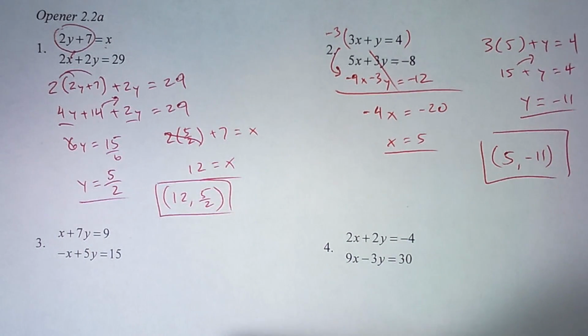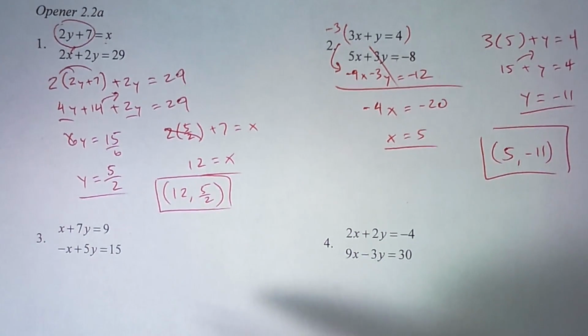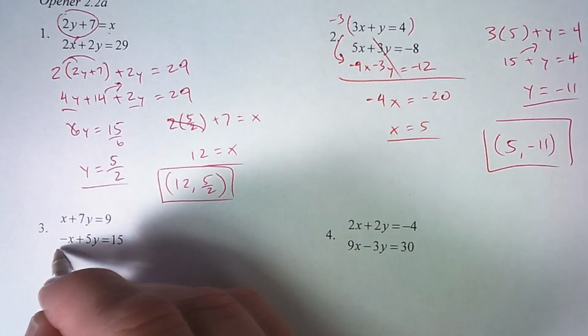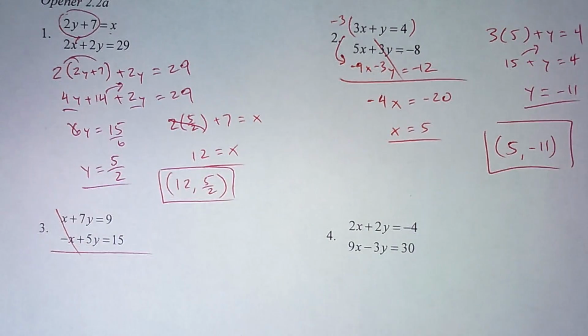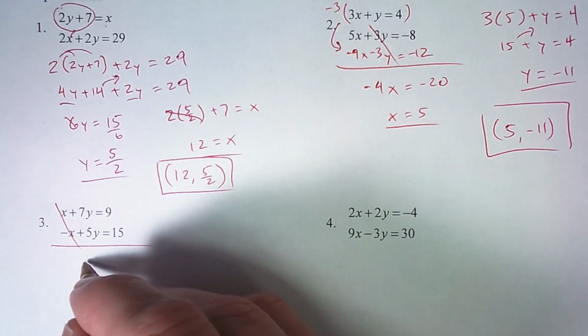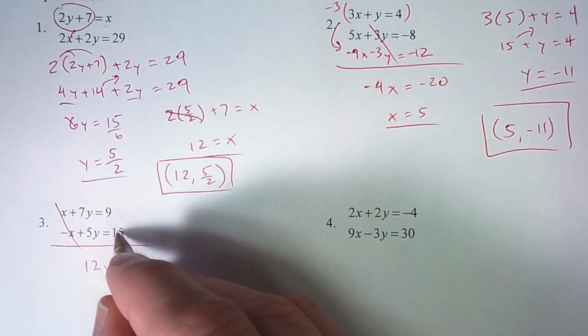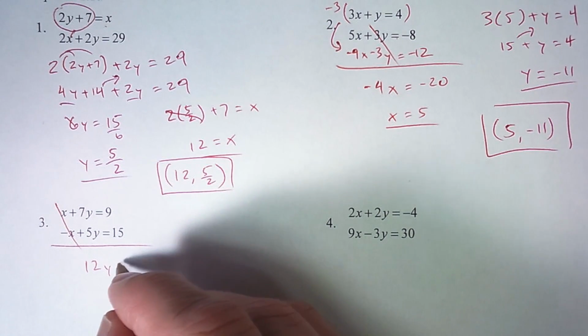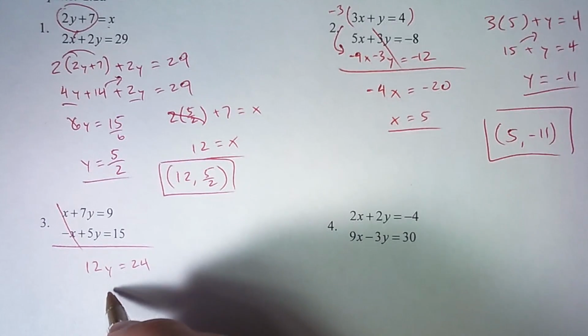Number 3, I think elimination is going to be the way to go here, and it looks like it's already set up for elimination. X and negative x cancel, so x's are gone. 7y plus 5y is 12y. 9 plus 15 is 24, and I'll divide by 12 and get y is 2.